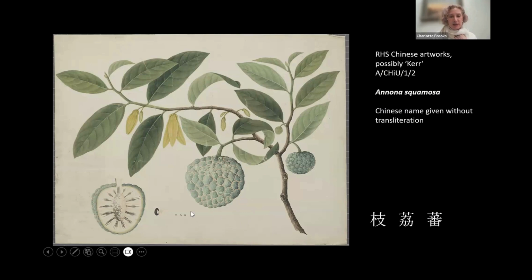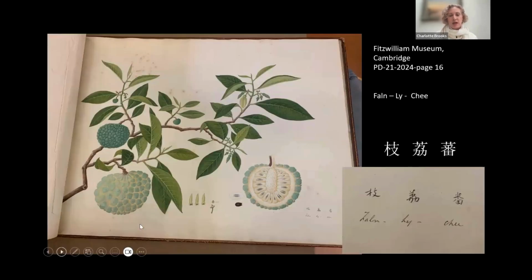And again, these are very, very small characters, almost insignificant. They're not really featured as a significant part of the illustration. And here again with the Fitzwilliam illustration, we've got a transliteration again, a slightly different phonetic sound, but written to convey the same information on the pronunciation.